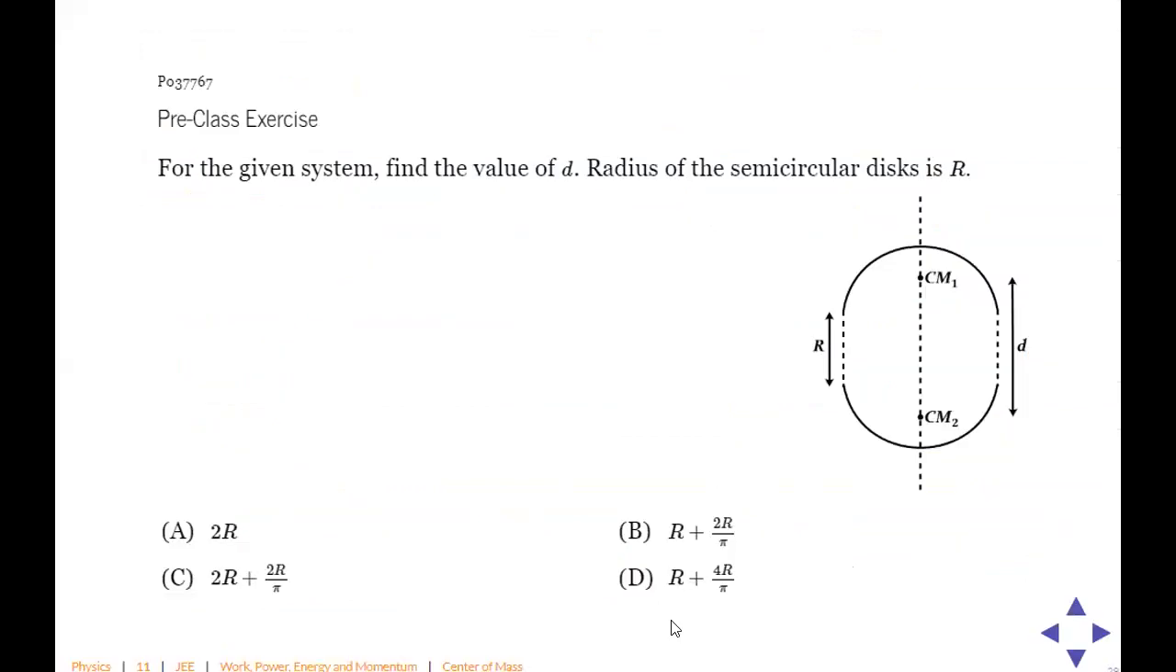What is the answer of this one? For a given system, find the value of d, this distance. Think about it. Radius of semicircular is r. So this is center of mass of m1, center of mass of m2. And what is this distance? It is r. They are asking the distance between the two centers of mass. Yes or no? So use common sense. Everyone, just use your common sense.